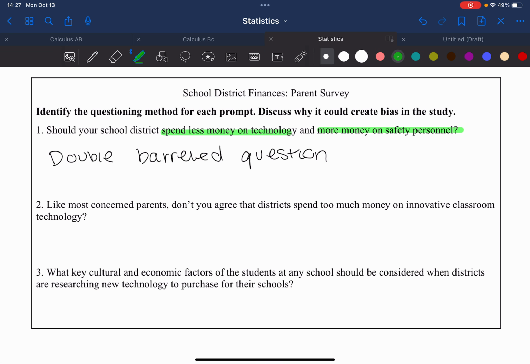Next one says, like most concerned parents, don't you agree that districts spend too much money on innovative classroom technology? This is a leading question because it's trying to make these parents agree with the following statement, because I can guarantee that most parents want to be considered concerned parents.